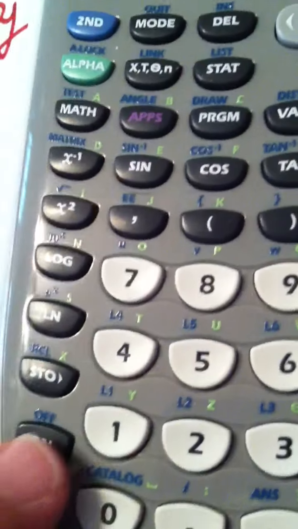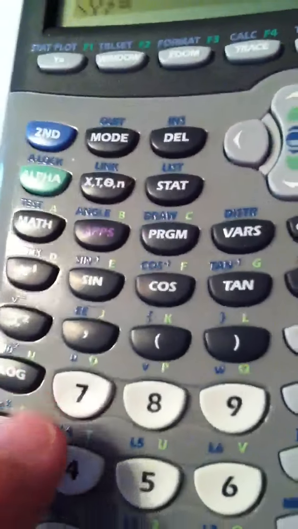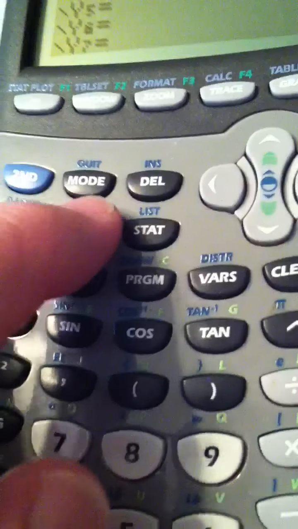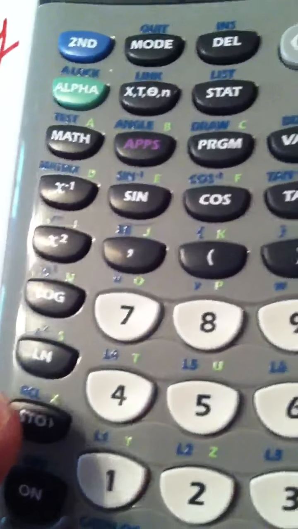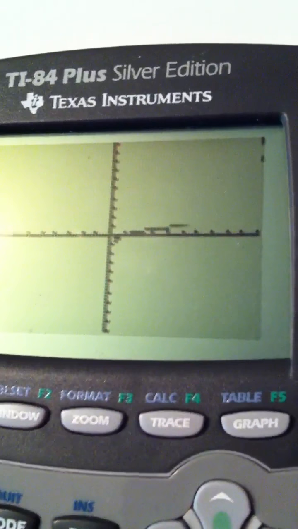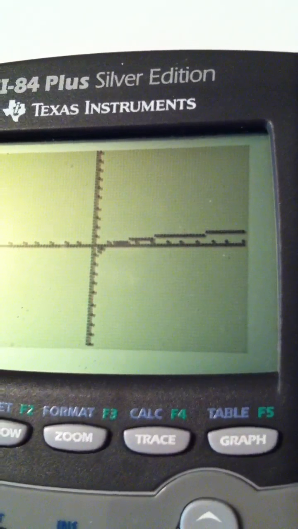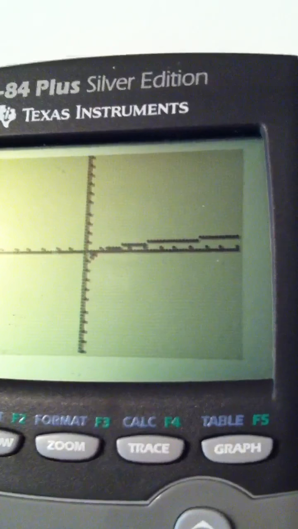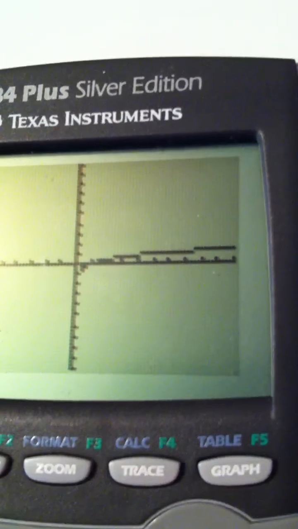So, when I go to y equals, I type in the natural log of x, I close parens, divided by the natural log of 6, and I close parens. So there we have the natural log of x divided by the natural log of 6, and we hit graph. And there is our logarithmic function. Actually, we just graphed y equals log base 6 of x.